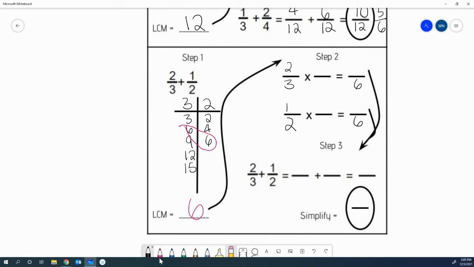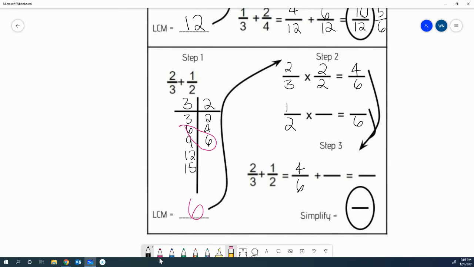So how am I going to get from 3 to 6? 3 times 2 is 6. And if I multiply the denominator by 2, I also have to multiply the numerator by 2. 2 times 2 is 4. So we've got 4/6 as our first fraction.